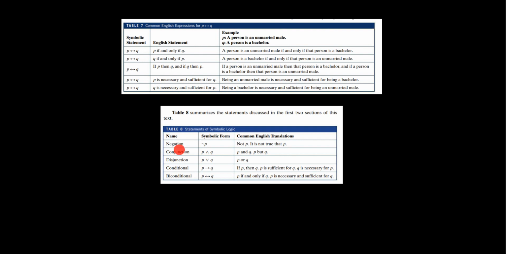And so far, this is going to summarize what we've discussed in the first two sections. So we have our negation, the little squiggle P, which means not P. We have our conjunction, which is P and Q. We have our disjunction, which is P or Q. We have our conditional, which is if P, then Q. And then we have our biconditional, which is P if and only if Q.